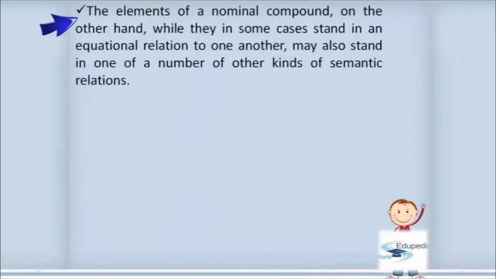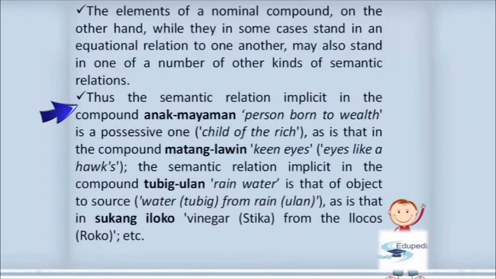The elements of a nominal compound, on the other hand, while they in some cases stand in an equational relation to one another, may also stand in one of a number of other kinds of semantic relations. Thus, the semantic relation implicit in the compound anak mayaman, person born to wealth, is a possessive one, child of the rich, as is that in the compound matang lawin, or keen eyes like a hawk. The semantic relation implicit in the compound tubig ulan, rainwater, is that of object to source, water, tubig, from rain, ulan, as is that in sukang Iloko, or vinegar from the Ilocos, and so on.